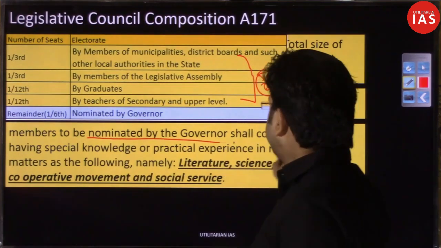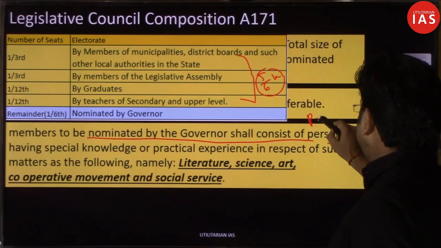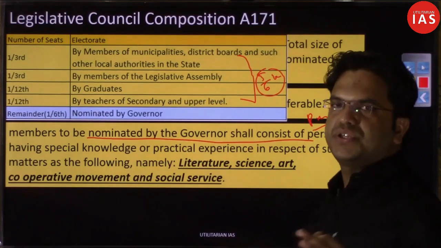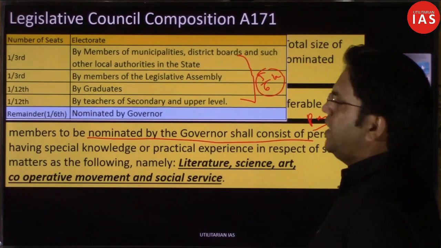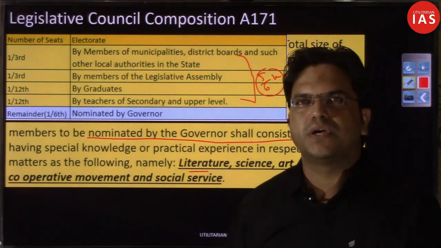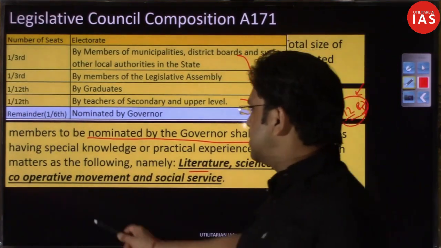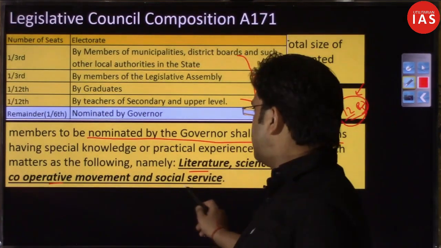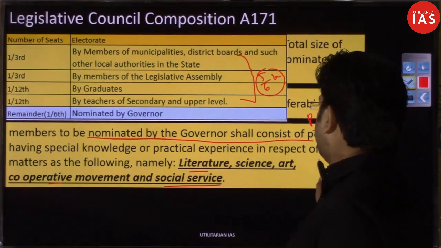Again, the members to be nominated by the governor shall consist of people in certain categories. If you remember, when the president was nominating 12 members to Rajya Sabha, there were categories people should belong to. Here as well, you have people belonging to literature, art, and science, and there are two additional domains: the cooperative movement and social service. People nominated by the governor should fall into these categories.